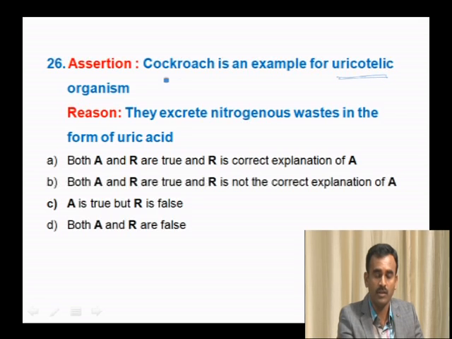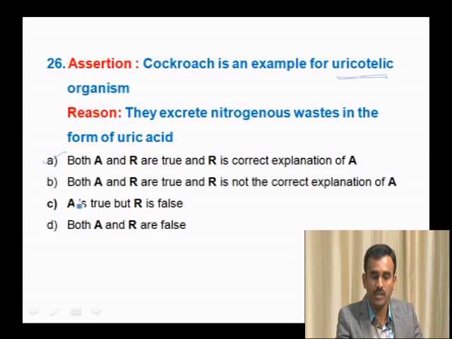Look at this assertion. Cockroach is an example for uricotelic organism. Reason: they excrete nitrogenous waste in the form of uric acid. Why are they called uricotelic? Because they excrete nitrogenous waste in the form of uric acid. For the assertion, the given reason is correct. Look at the options. First option, both assertion and reason are true, and R is the correct explanation of A. This will become the answer for this question.